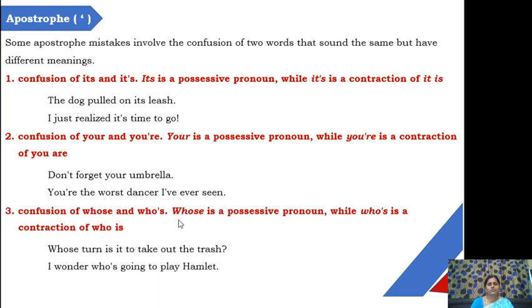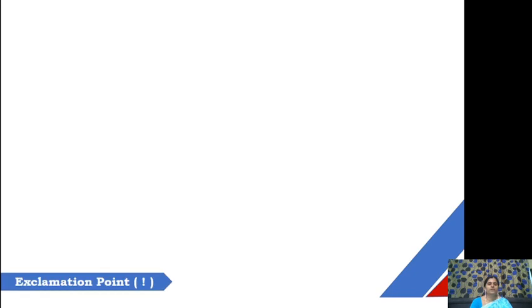Confusion of whose and who's. Whose is a possessive pronoun, while who's is a contraction of who is. Whose turn is it to take out the trash? I wonder who's going to play Hamlet. So when you just look at these words, by looking at the mark we have used, we come to know whether it is a contraction or a possessive pronoun. But while speaking, of course, we have to be very careful to identify that.